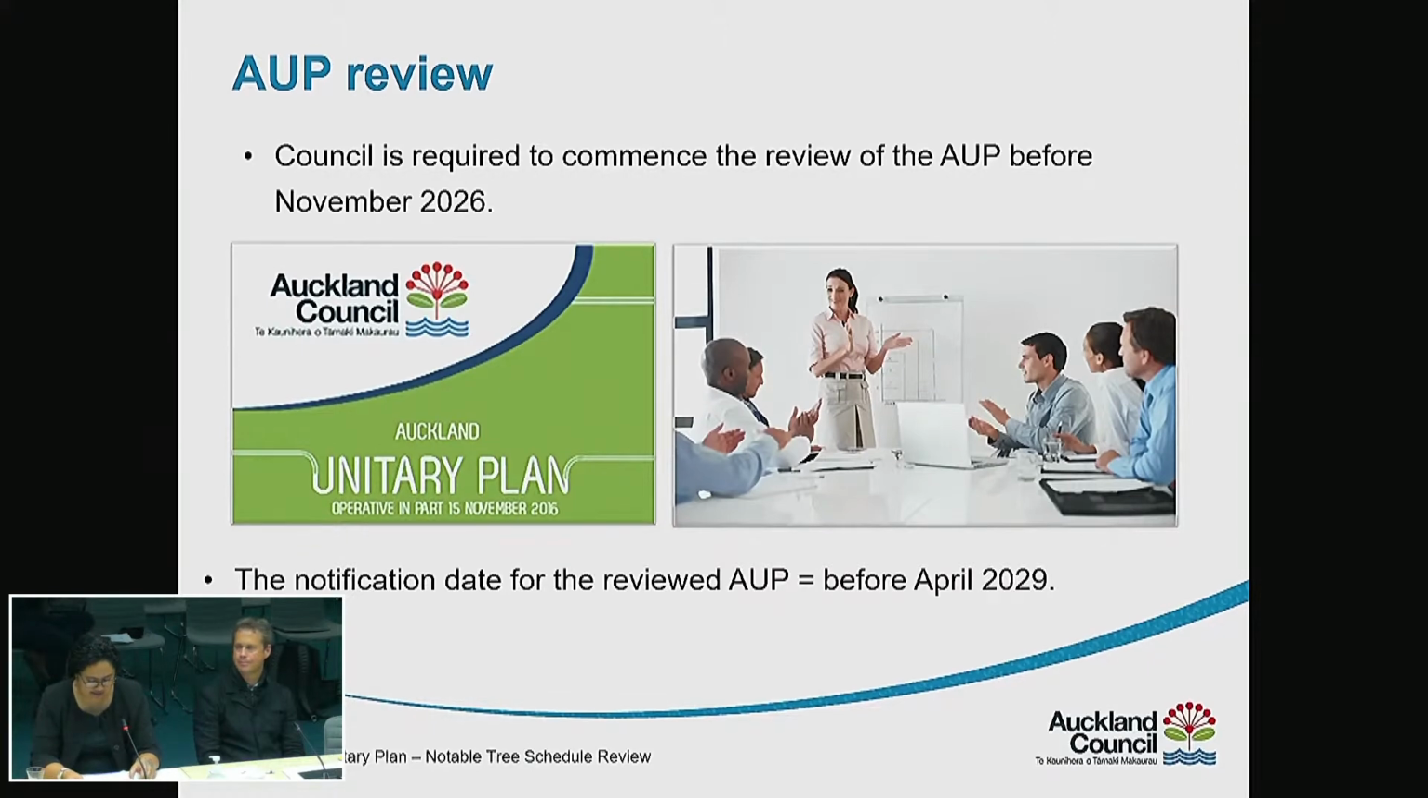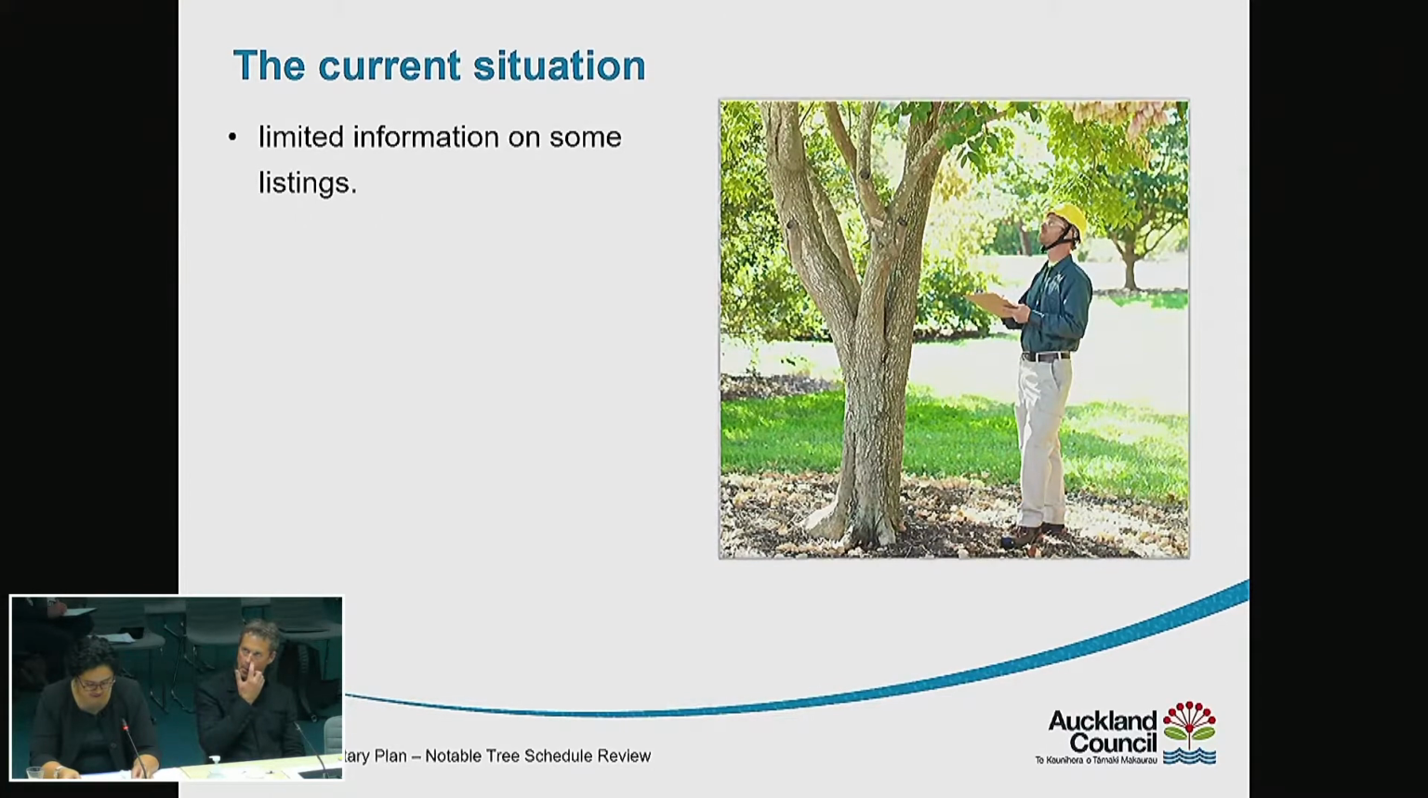As a local authority, the RMA requires that Auckland Council commence the review of the AUP before November 2026. The notification date for the reviewed AUP must be before April 2029. Plans and Places is currently engaged in the preparation of the 5-year monitoring of the efficiency and effectiveness of the AUP, and that is an important precursor to its review. It is important that Council has a comprehensive understanding of the contents of each of its schedules before the review commences. So, the current situation.